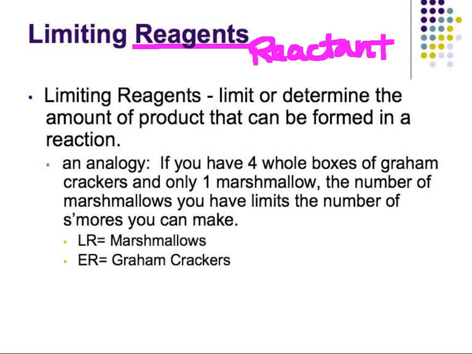For example, it's a food example. If we have 4 whole boxes of graham crackers and only 1 marshmallow, the number of marshmallows we have limits the amount of s'mores we can make. Our limiting reactant or reagent is the marshmallows, because after we make 1 s'more, we're out of marshmallows. And so we're limited in the amount of s'mores we can make by our marshmallows. Our marshmallows limit us from making more s'mores.